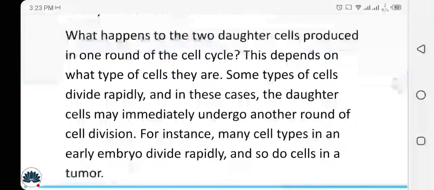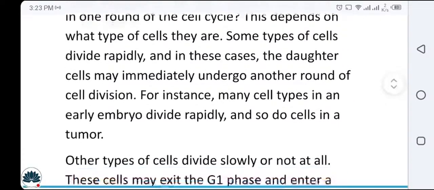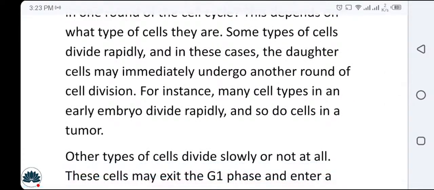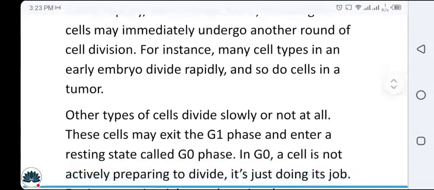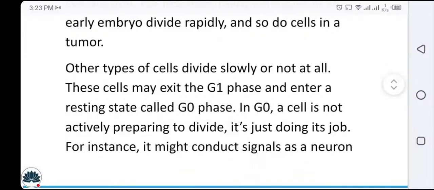All right. So this depends on what type of cells they are. Some types of cells divide rapidly, and in these cases, the daughter cells may immediately undergo another round of cell division. For instance, many cell types in an early embryo divide rapidly, and so do cells in a tumor. Other types of cells divide slowly or not at all.